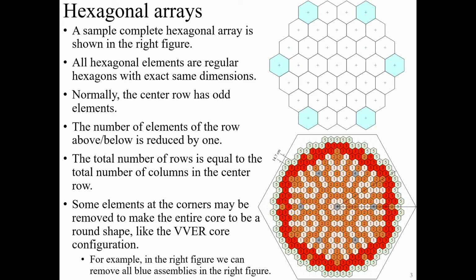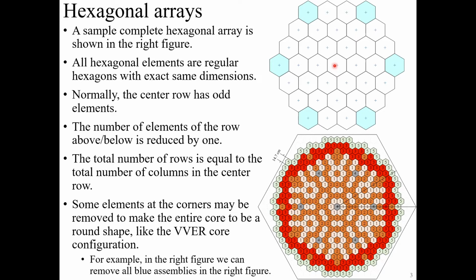The red figure shows a sample complete hexagon array. And all the hexagon elements are regular hexagons with the exact same dimensions. So all the lattices will have the same size. The center row will have odd elements. For this problem, the center row has 7 columns or 7 elements. It should be an odd number. Therefore, at the center of this array, it will be the core center.